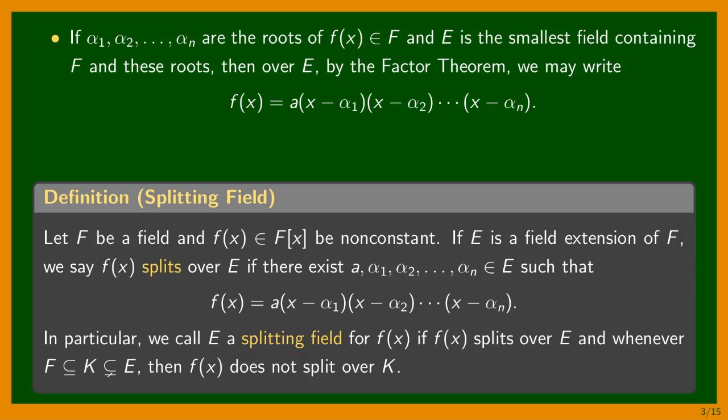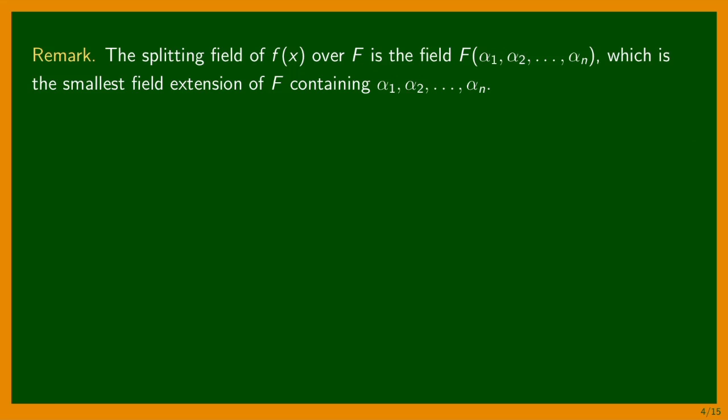if f of x splits over E, and whenever K is a field extension of F smaller than E, then f of x does not split over K. Naintindihan ninyo? Kung meron mang extension si F na mas maliit sa E, hindi doon nag-split si f of x. Kaya nga, si E yung kauna-unahang pinakamaliit na extension field where f of x splits. Okay? Now, of course, alam naman natin kung ano yung splitting field, no?